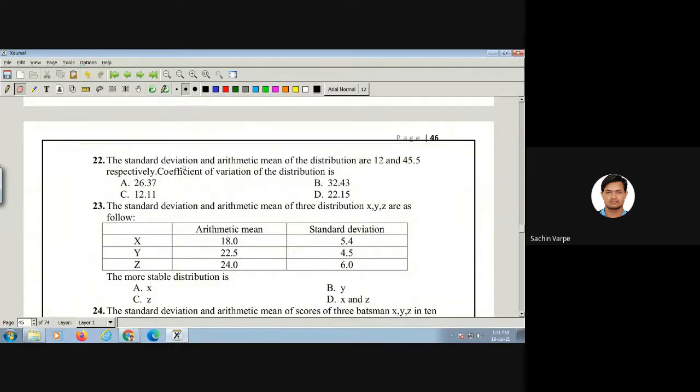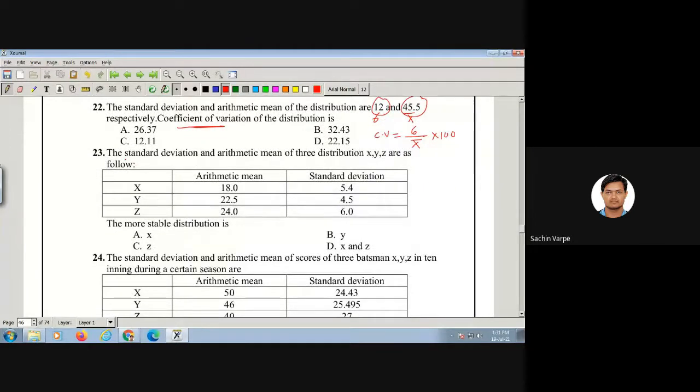So here the standard deviation and arithmetic mean of distribution are given. So here we have given this is standard deviation and this is arithmetic mean. So coefficient of variation they asked. So we know the formula of CV. CV is equal to sigma upon x bar into 100. Isn't it? So 12 upon this into 100, that will be your answer. Very simple.